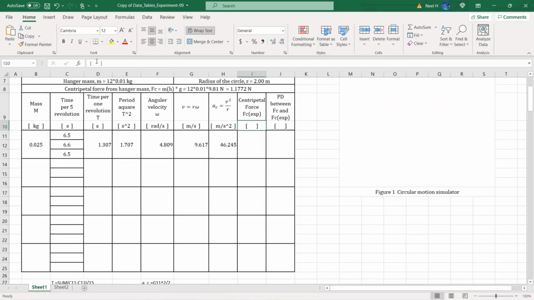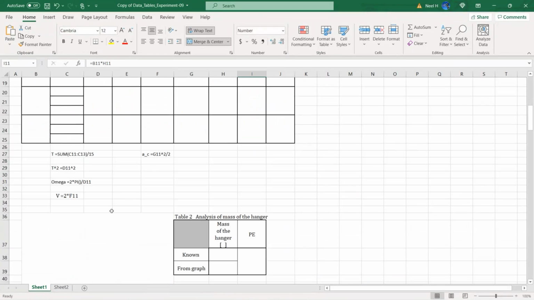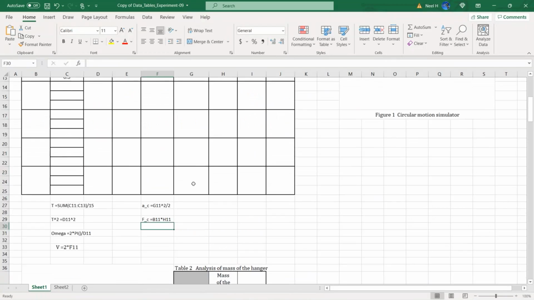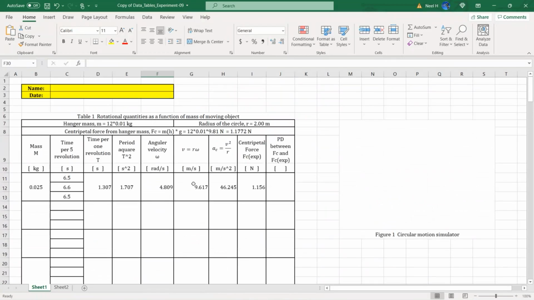All right, so let's take a look at the centripetal force by using the centripetal acceleration. Mass of the object, 0.025 multiplied by the centripetal acceleration. Now, if you take a look at that number, we already know it from earlier by using the hanger mass, right?